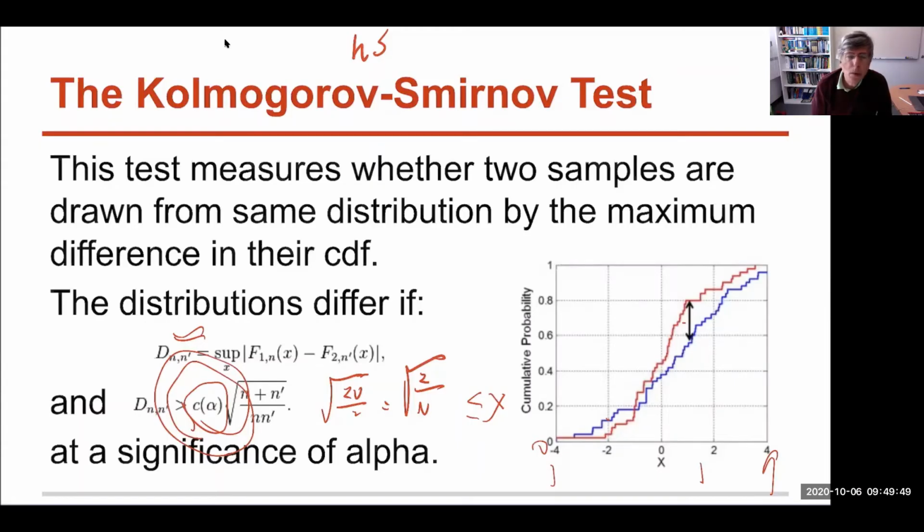Okay, any questions about significance testing? Last class, we started talking about significance testing. We talked about t-tests. We talked about the KS test. Any questions about these kinds of things?